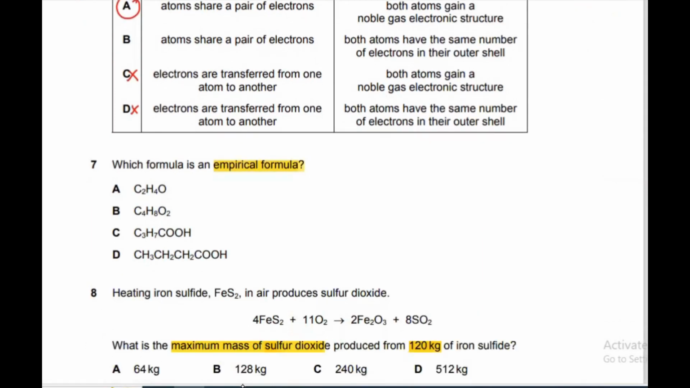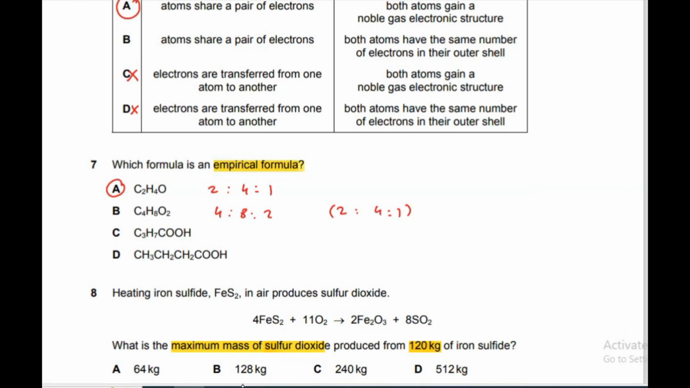The next part. Which formula is an empirical formula? Empirical formula is the formula which shows the simplest ratio of atoms. Now, if we look at option A, 2, 4, 1, we cannot simplify anymore. So this is the answer, but just look at the next one, 4, 8, 2. We can simplify this formula as 2, 4, 1. So this will be the empirical formula if we write it with 2, 4, 1.